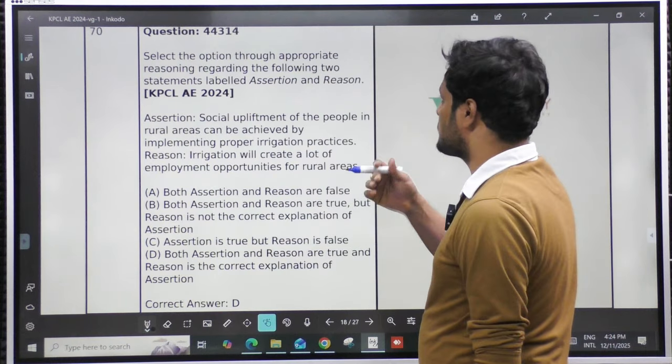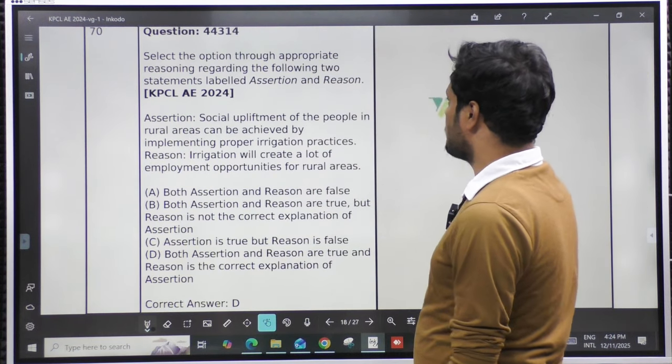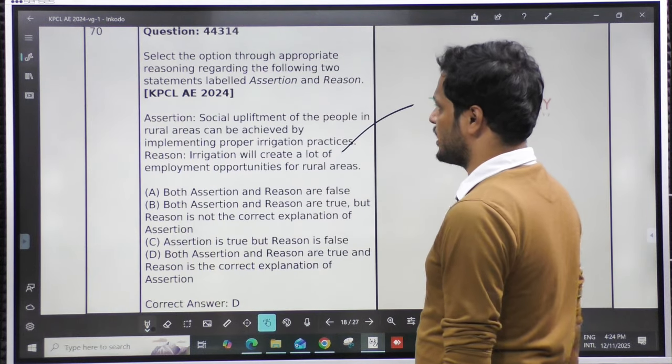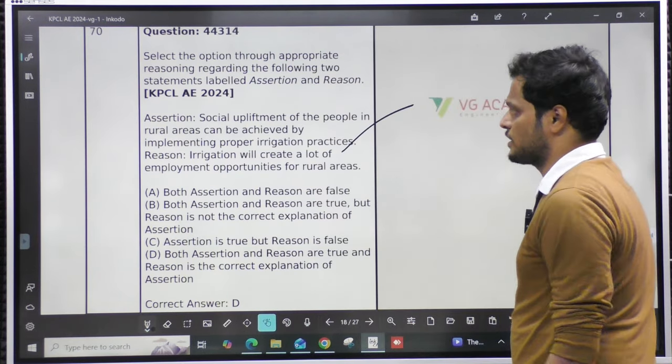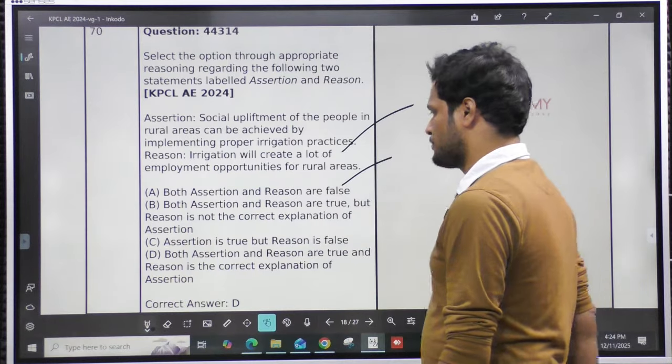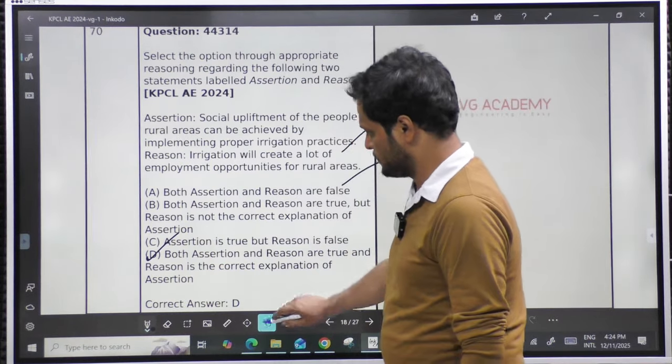Okay, select the option through appropriate. Social upliftment of the people in rural areas can be achieved by proper irrigation practices. SSCJ, same question repeated. Irrigation will create a lot of employment opportunities. Both A and R are true.